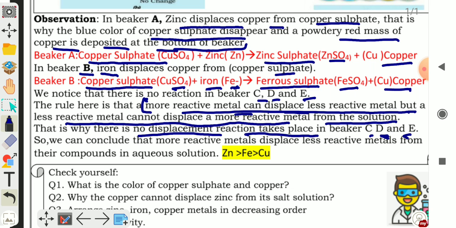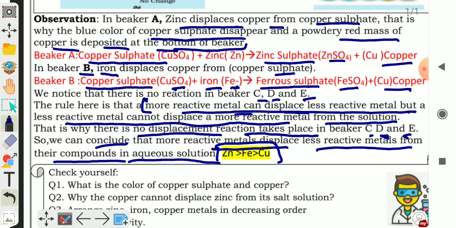So we conclude, हम क्या conclude कर सकते हैं इससे? That more reactive metals displace less reactive metals from their compounds in aqueous solution. In these three metals, zinc, iron and copper, which one is most reactive? Zinc is most reactive and copper is least reactive. Now check yourself.